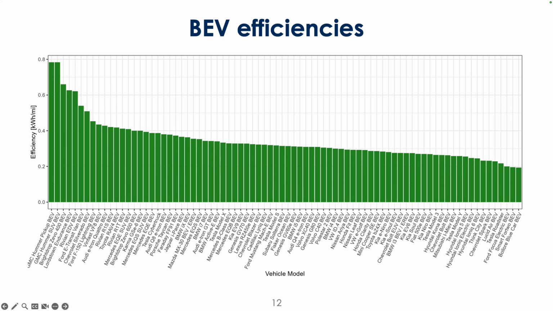I already kind of mentioned this. This is the range of efficiencies, in kilowatt hours per mile. As I was saying, the Hummer electric is about 0.8 kilowatt hours per mile. That's the least efficient, whereas your most efficient vehicles down here are going to be closer to 0.2, 0.25 kilowatt hours per mile. And most are going to be in the range of between 0.3 to 0.4 kilowatt hours per mile in terms of efficiencies.